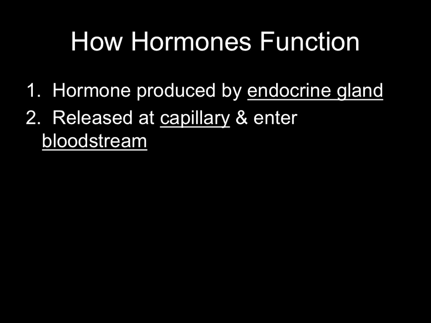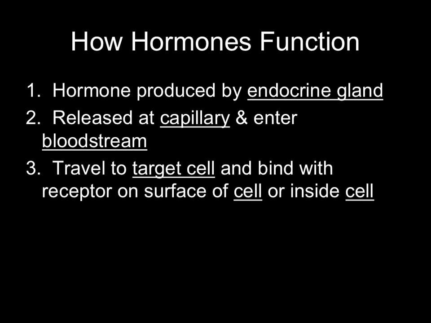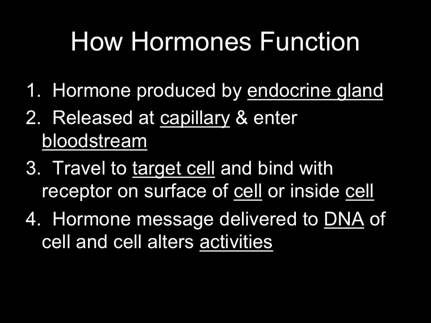As it travels through the body, it's actually looking for cells that have its receptor on it or in them. And when it reaches those cells, it goes to the target cell and it's going to bind with the receptor either at the surface or inside, depending on if it's steroid or non-steroid. Then it will deliver its message to the DNA and alter the cell activities. So this is kind of our generalized overview of the endocrine system.